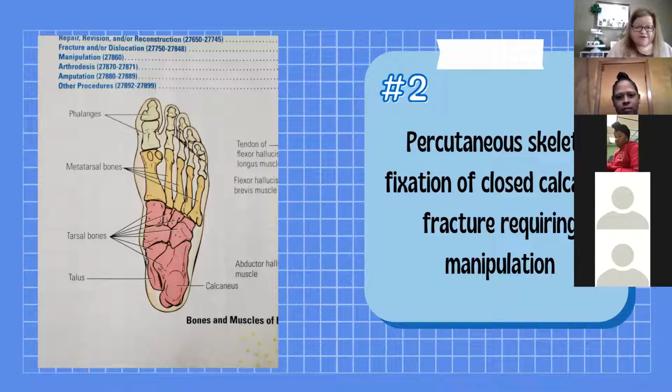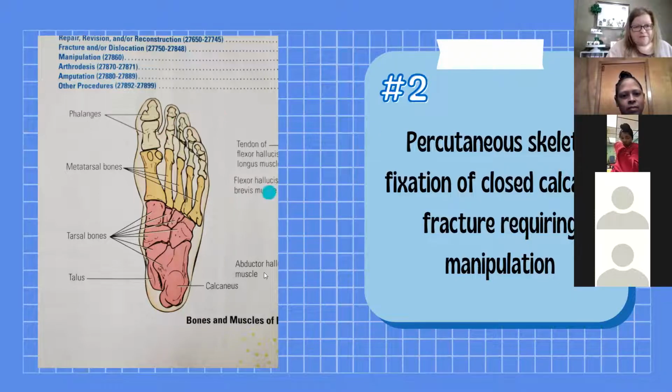Percutaneous skeletal fixation of closed calcaneal fracture requiring manipulation. When I looked at this the first time, I didn't know what calcaneal was. I'm still not 100% sure of exactly what it is. I'm guessing it's that bone in your heel.